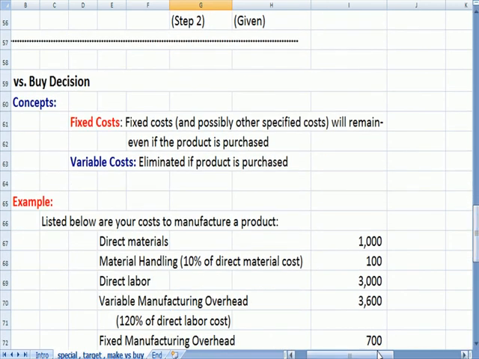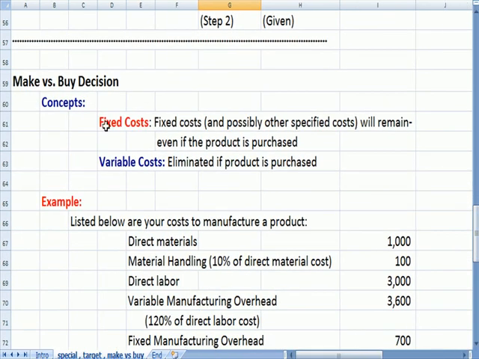The last one here is a make versus buy decision. And remember, when a make versus buy decision comes up, your fixed costs and possibly some other specified costs, and there's one in this question, will remain even if you go outside and purchase the product from somebody else. Variable costs are eliminated if the product is purchased from somebody else.